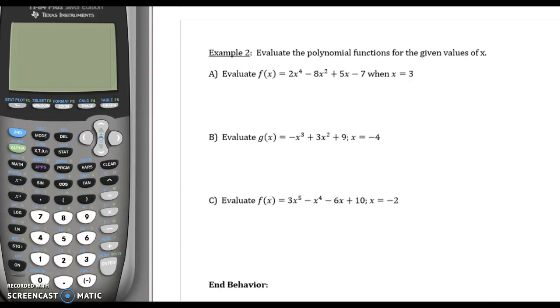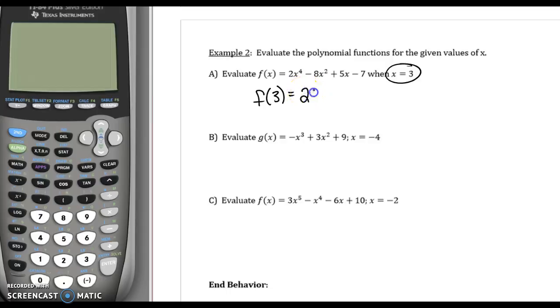Evaluate the polynomial functions for the given values of x. We are going to evaluate the function f of x equals 2x to the fourth minus 8x squared plus 5x minus 7 when x equals 3. Parentheses are your friend. The first thing I'm going to write is f of 3. That is simply a label. It's a label that says I took the function f, I'm plugging 3 into that function.